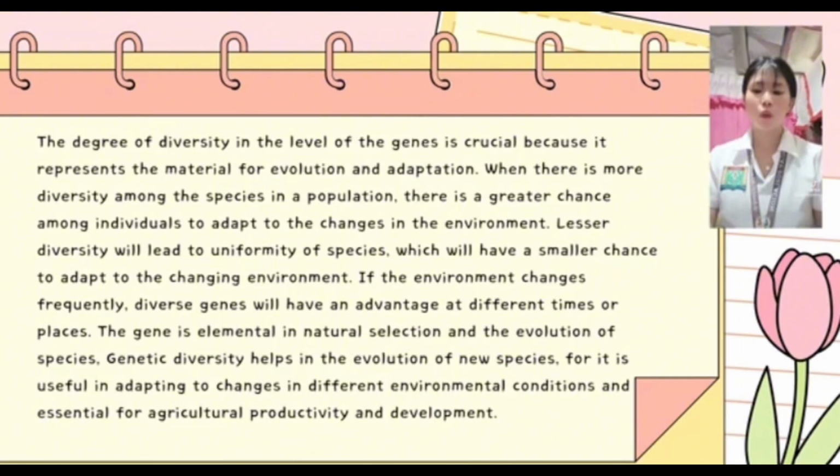Lesser diversity will lead to uniformity of species, which will have a smaller chance to adapt to the changing environment. If the environment changes frequently, diverse genes will have an advantage at different times or places. The gene is elemental in natural selection and the evolution of species. Genetic diversity helps in the evolution of new species, for it is useful in adapting to changes in different environmental conditions and essential for agricultural productivity and development.